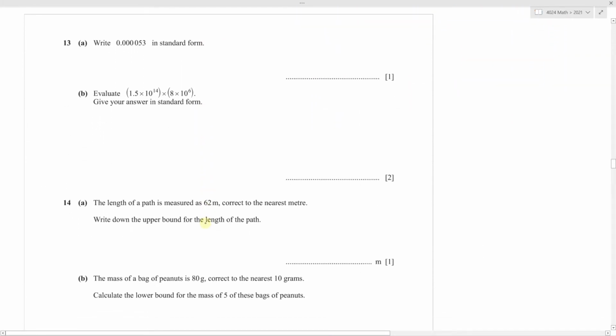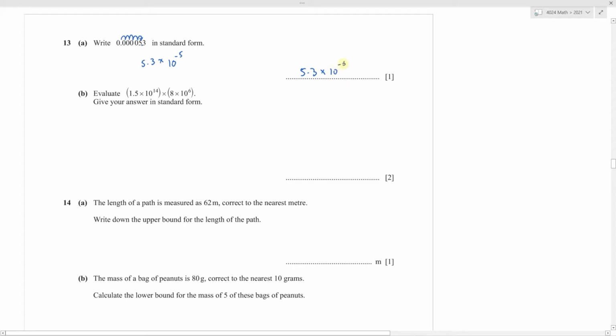Question number 13, part A is write this number in standard form. To convert this into standard form, I have to place this decimal between this 5 and 3. That means I have to move it 1, 2, 3, 4, 5 places to the right. 5.3 into 10 to the power minus 5 because we moved 5 places to the right, which decreases the power of 10. So you decrease it by 5.